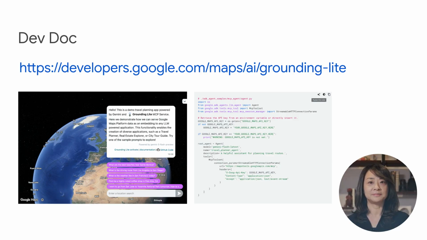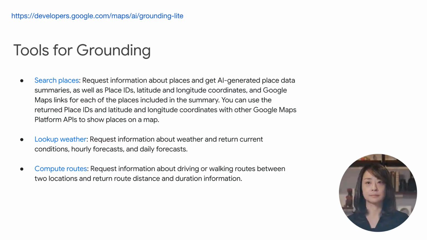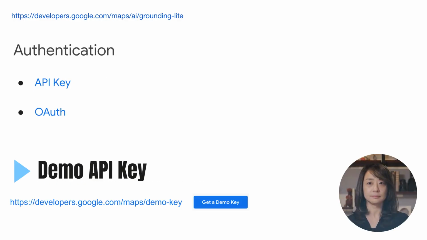We have a comprehensive dev doc for our developers. Head over to this link. You will find the API spec, demos, and sample code. Currently, Maps MCP provides three tools for grounding: search places, look up weather, and compute routes. More features are being built and will be available to developers soon.